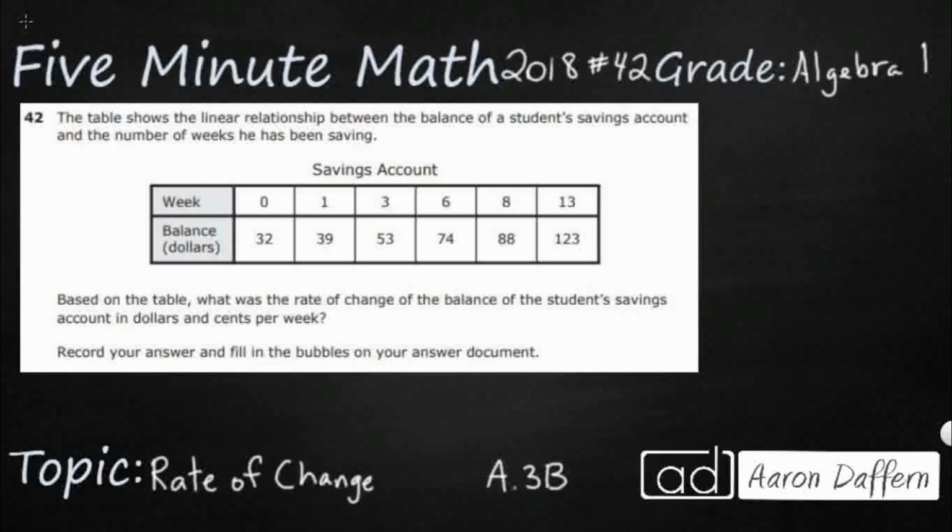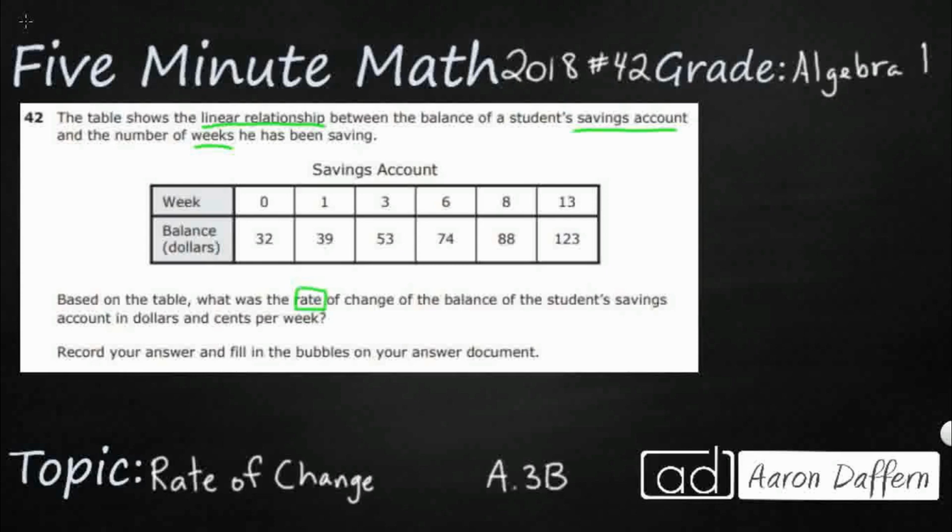So we have a table here that shows a linear relationship between two things: the balance of a student's savings account and the number of weeks that he has been saving. It looks like we have a starting balance of 32, and then we're moving up to 39, 53, 74. So based on the table, what is the rate of change of the balance of the student's savings account in dollars per week? So, rate.